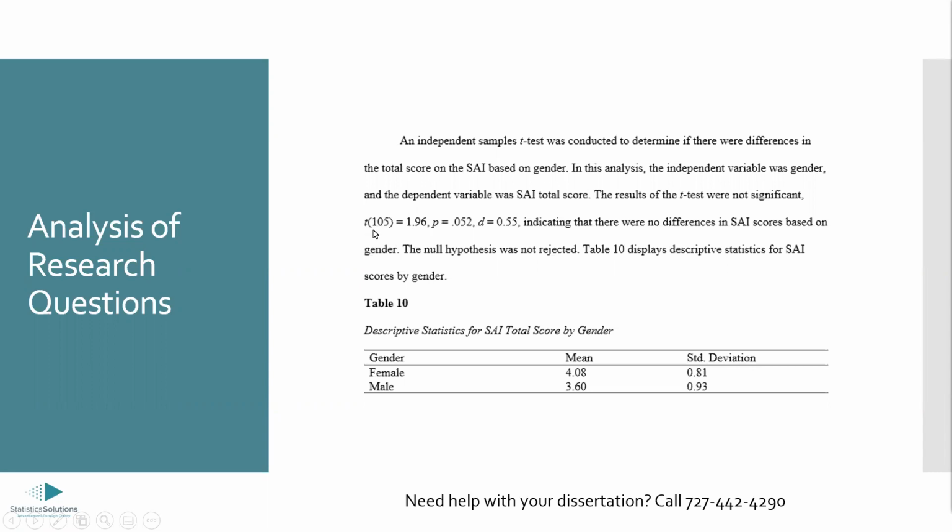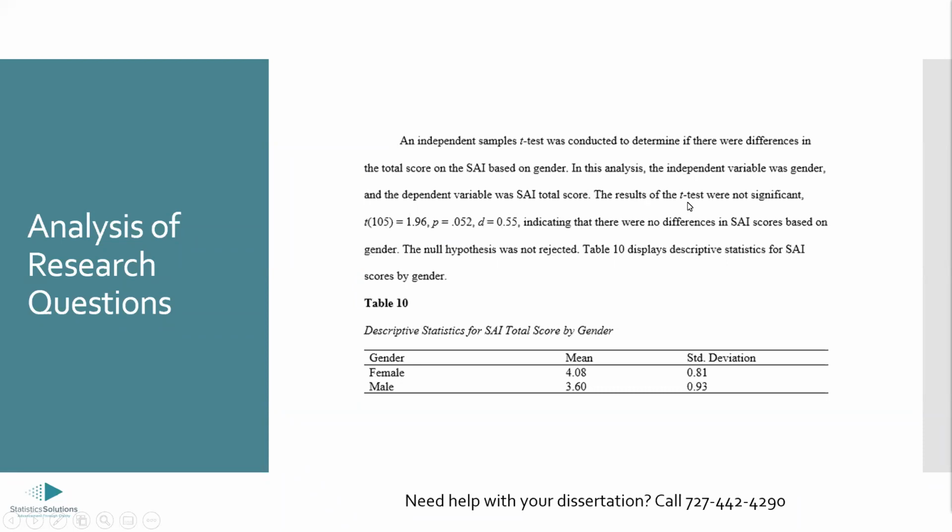So it would be the t with degrees of freedom in parentheses after the t, and then the t value, which is 1.96. We report our p-value for that t-test, which in this case is 0.052. And then if you can, report an effect size measure. In this case, we're reporting Cohen's d, which is 0.55. And so this would be a common set of statistics that you would include for reporting the results of a t-test and the common APA format for presenting these statistics.